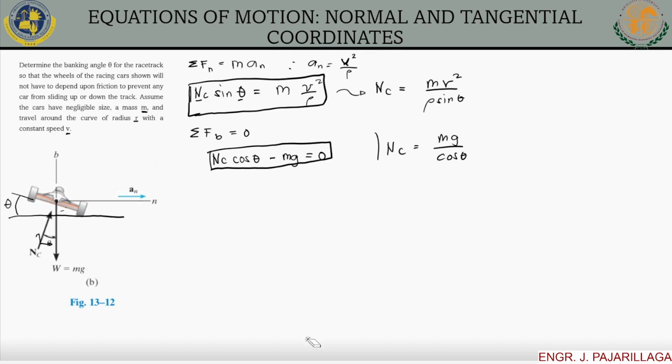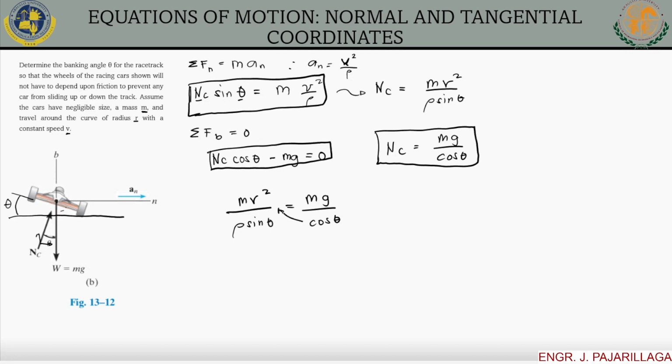Sabi, yung mass, yung radius, at yung ating speed. Okay? So, hindi given yung coefficient of friction dahil wala naman daw dapat tayong friction. Therefore, if we equate these two, we have mv squared over rho sine theta is equivalent to mg cosine theta. Right? So, ang hinahanap sa atin is theta.